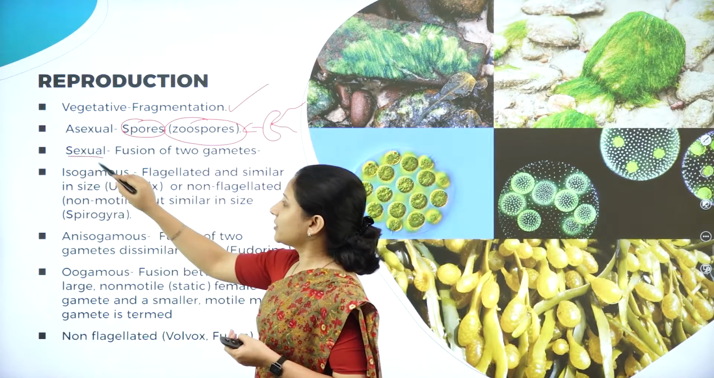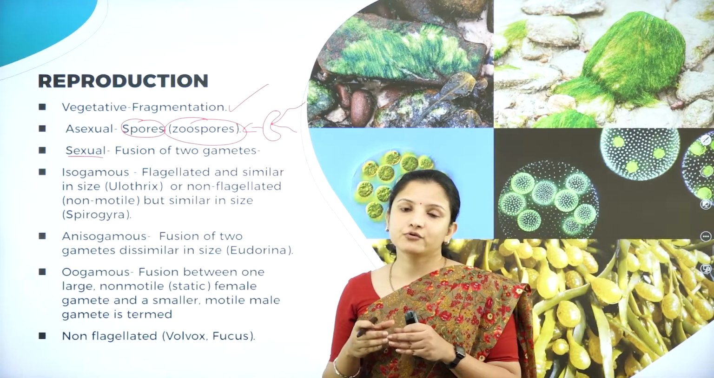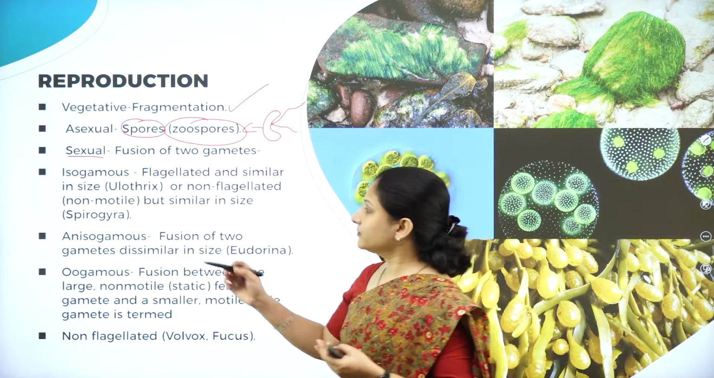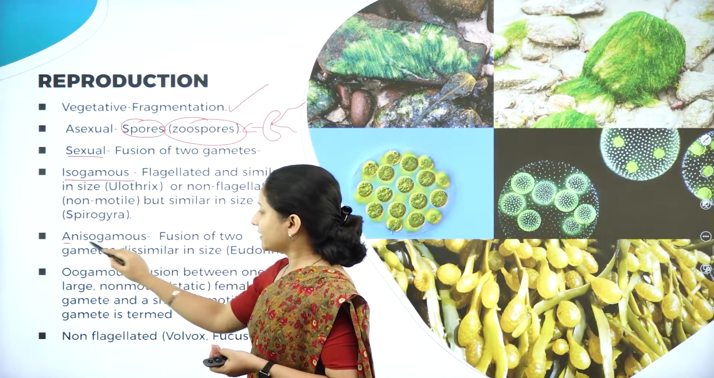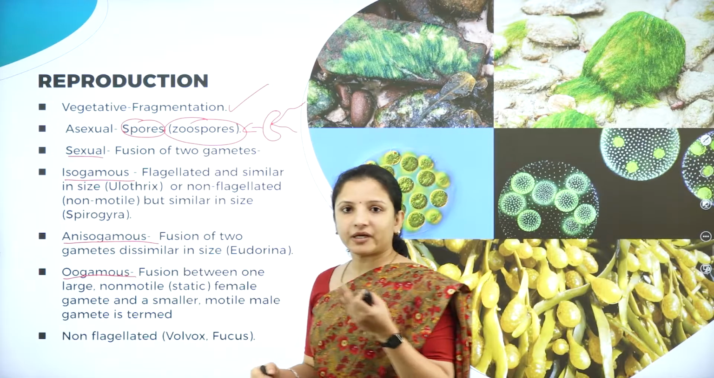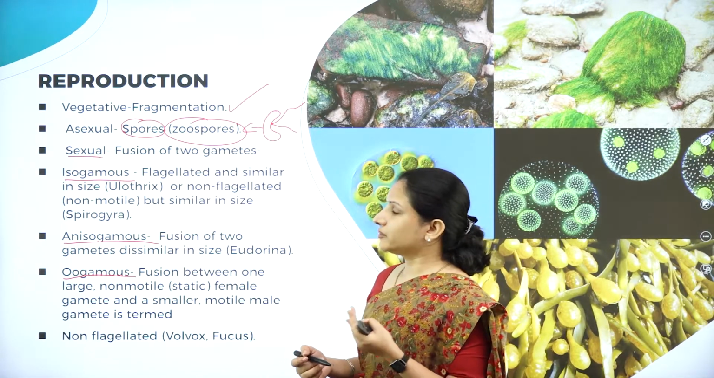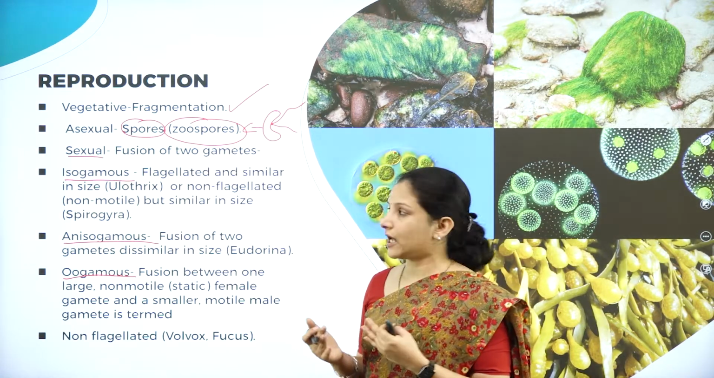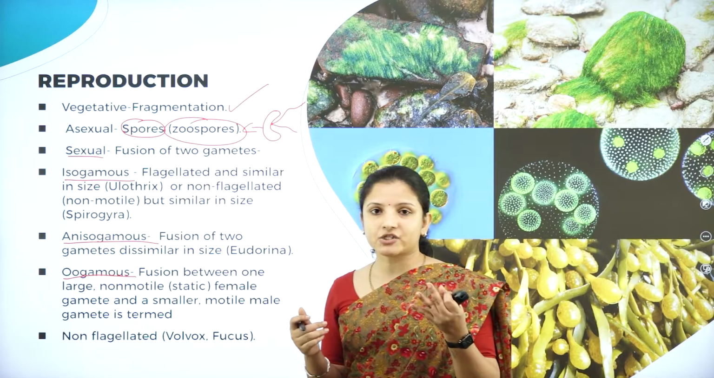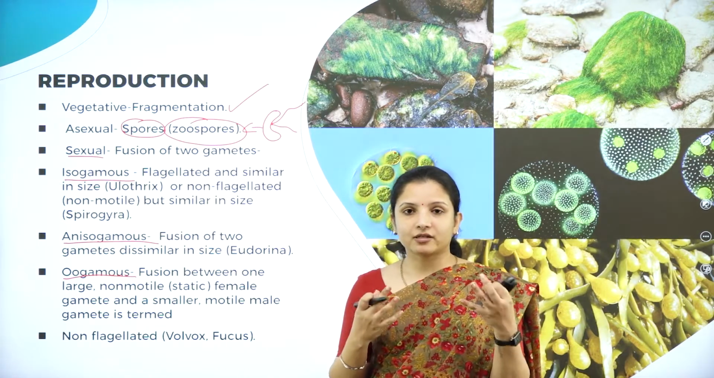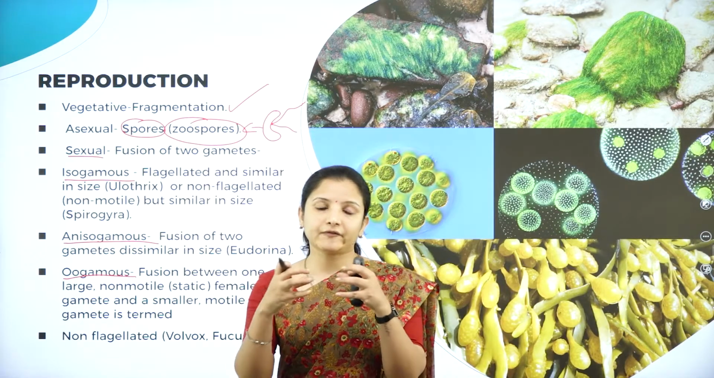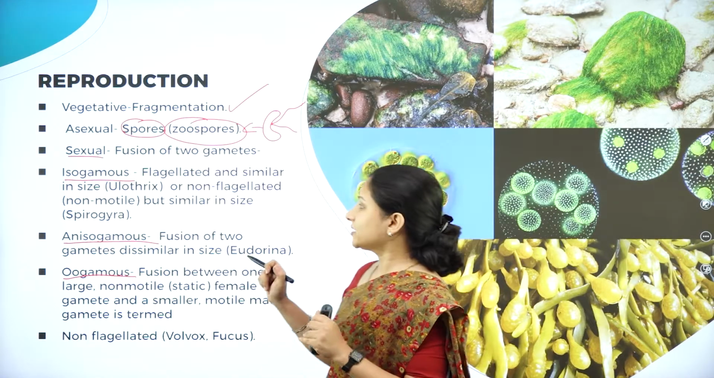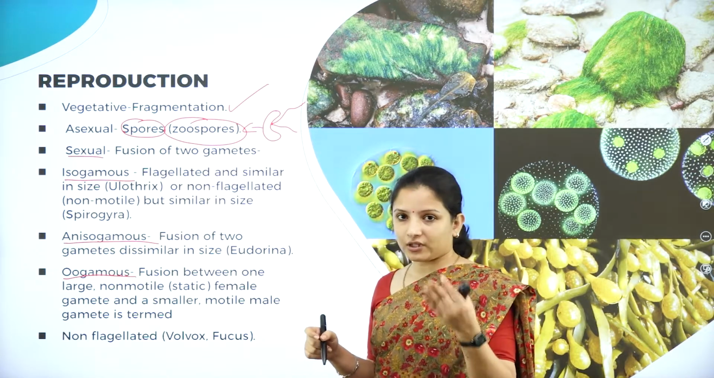Now, when it comes to sexual reproduction in algae, it occurs by the fusion of 2 gametes, and the gametes can be of different forms: isogamous, anisogamous, and oogamous, depending on the species. So, what is isogamous? Whenever a term like sexual reproduction comes, it is always by the fusion of 2 gametes. Why are these gametes usually flagellated? Because algae are present in the water, they have to reach each other. Flagella help in the movement or swimming of the gametes.